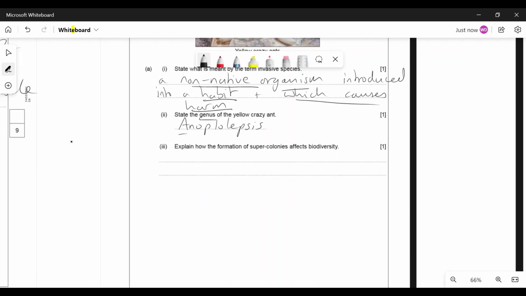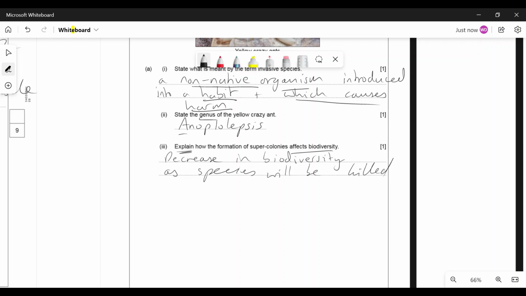Explain how the formation affects biodiversity. Biodiversity can either go up or down, or it can stay the same. If you get super colonies of these invasive species, the most likely thing would be biodiversity will decrease. However, you can't stop there because it asks you to explain. So why would the biodiversity decrease? As it will kill lots of species.